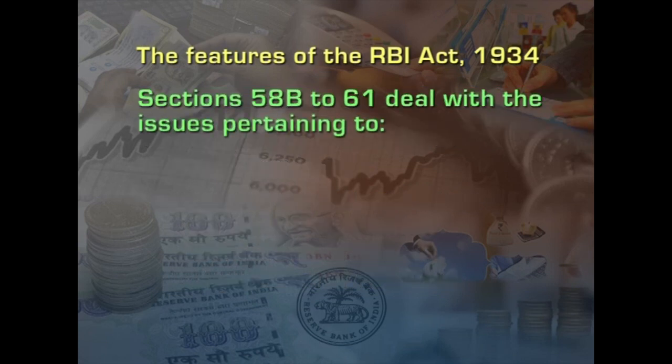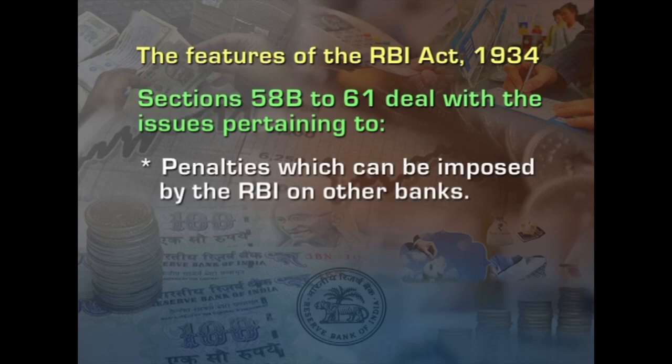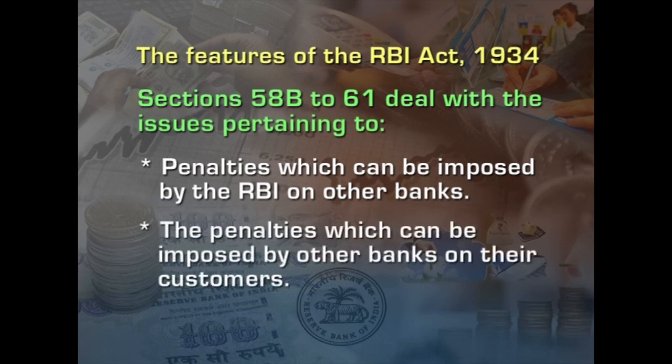Sections 58B to 61 deal with the issues pertaining to penalties which can be imposed by the RBI on other banks and also the penalties which can be imposed by other banks on their customers.